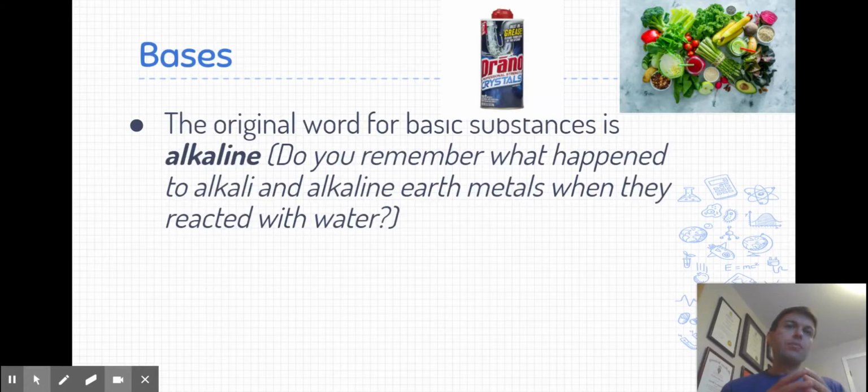The word base is a modern term. The original term for basic substances is alkaline. And that is where those groups of the periodic table get their names. If you recall, group 1 and 2 metals, if they reacted with water, the water became more basic, or more alkaline. And so that was a property of those metals. And so those metals were given names related to the fact that they could produce a base.